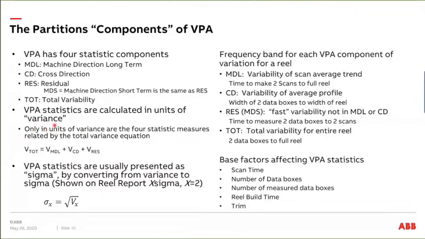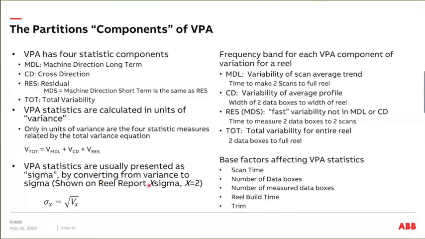So that's usually one of the first things somebody who just starts working with the VPA data or looking at the reel report will try to do: add the 3 values together and then ask why the total is not equal to those 3 values. So all you need to do is square the values to take them as variance, add them together, and then take the square root of that total to get the 2 sigma.